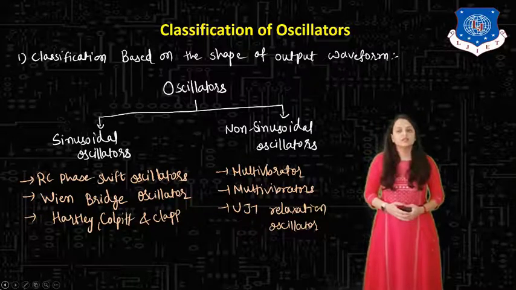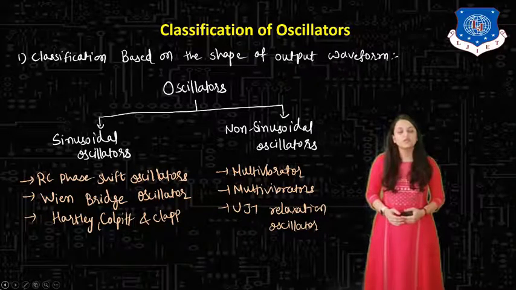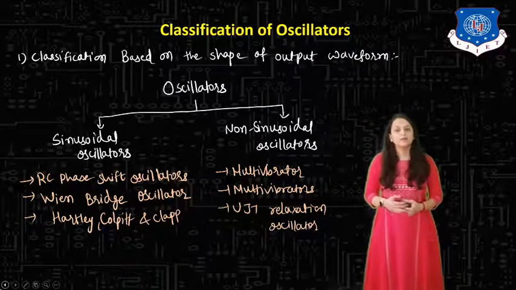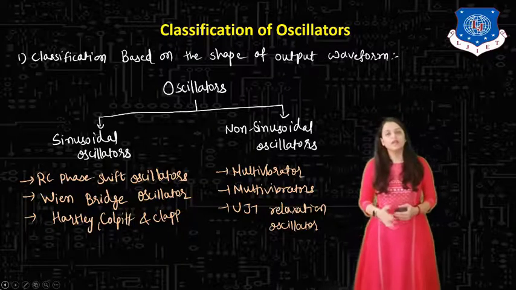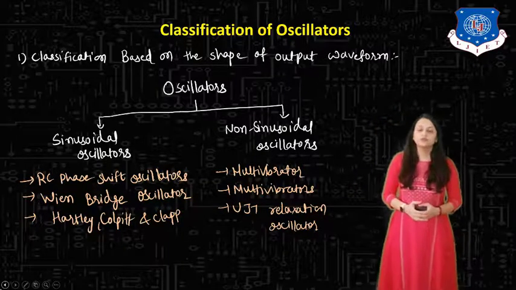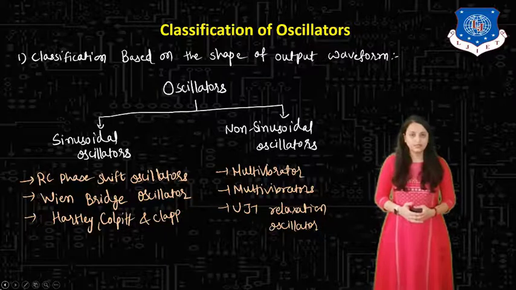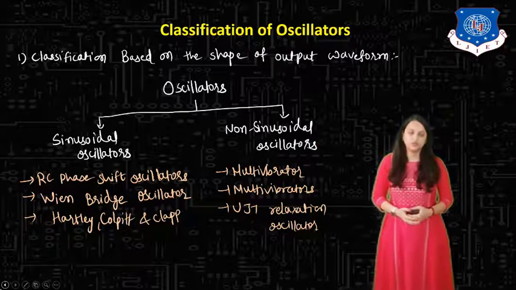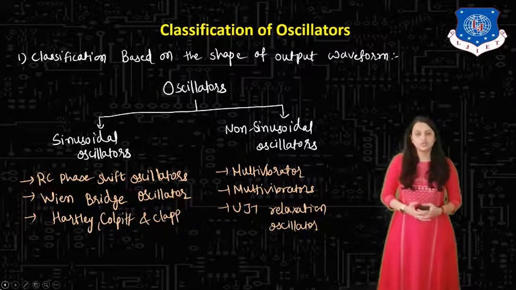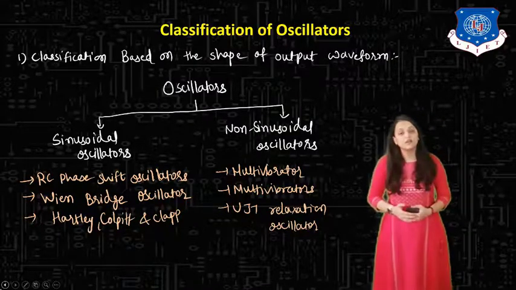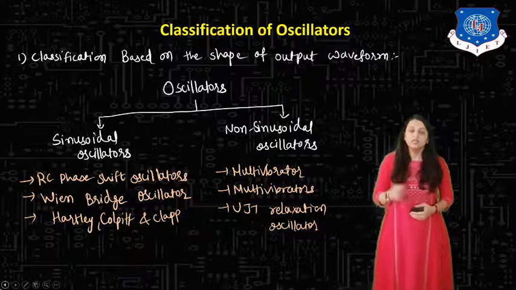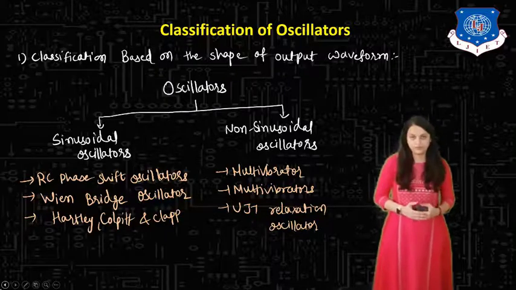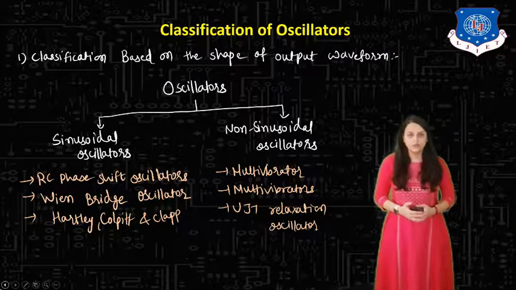First let us see the classification based on the shape of the output waveform. Based on the output waveforms, there are two types of oscillators. The first one is sinusoidal oscillators and the second one is non-sinusoidal oscillators. What are sinusoidal oscillators? Why are they called sinusoidal oscillators? Because they produce output waveforms which are sine waves or cosine waves. That's why they are called sinusoidal oscillators.